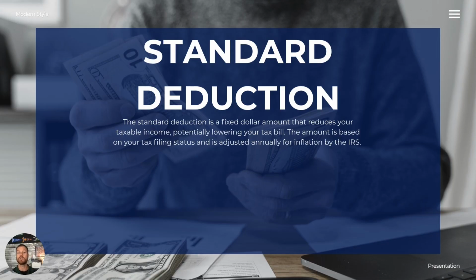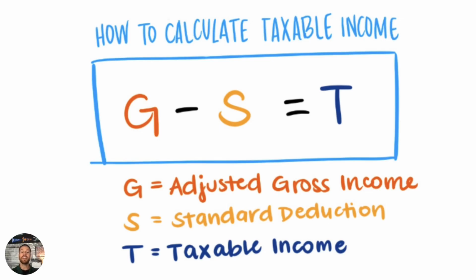In order to calculate our taxable income, we take our adjusted gross income, and we'll talk more about adjusted gross income at a later time, minus, in this case, the standard deduction of $15,000. So let's say that my adjusted gross income is $100,000. My standard deduction of $15,000 leaves me with $85,000 of taxable income.